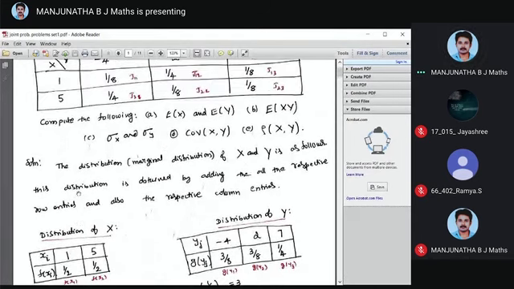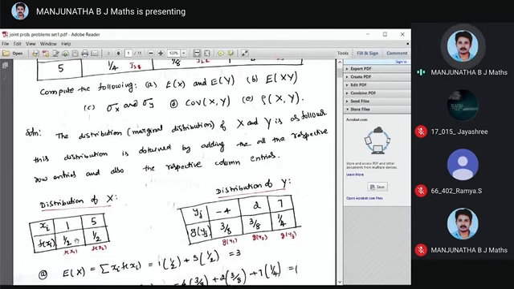Next 5, take the sum of row entries: 1 by 4 plus 1 by 8 plus 1 by 8, that is, 8 is the LCM. So 2 plus 1 plus 1, 4 by 8, that is also 1 by 2. So now this is the distribution for x.